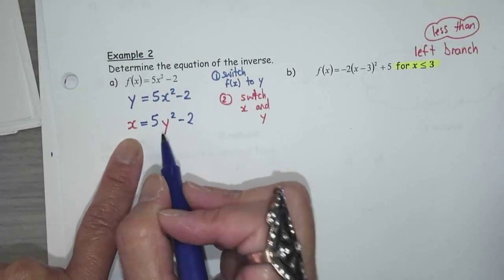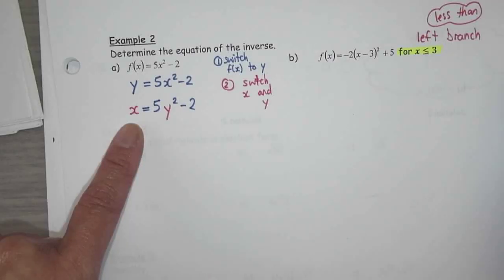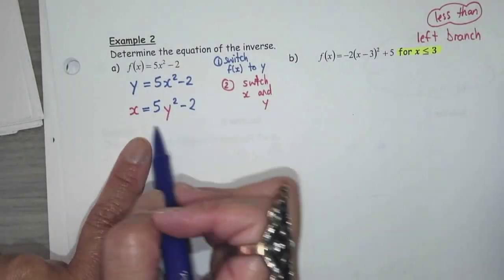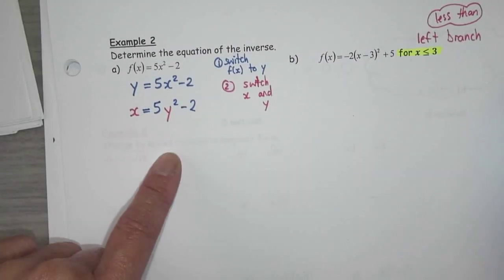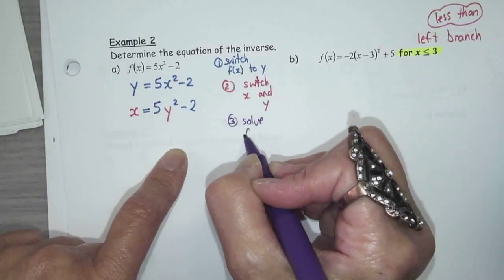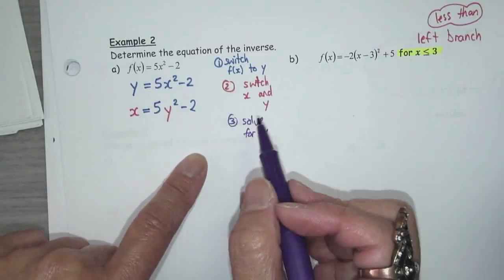Just the letters switch, right? Just the variable switch. So I physically switch the y to an x and the x to a y. Everything around it stays the same. Okay, and then step 3 would be to solve for y.